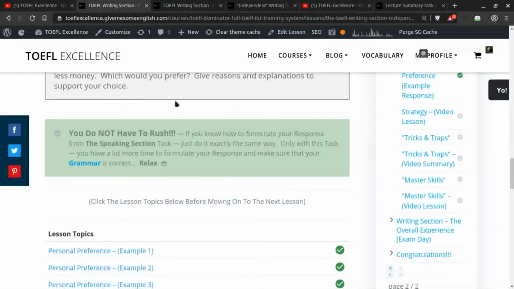But the last thing I want to mention about this is that you do not have to rush. Take your time. You have 30 minutes. That's more than enough time to do this. So take your time. Make sure that you're saying exactly what you want to say, using perfect sentence structure, and making sure that your answers are more full and more fully expressed than they would be in the speaking section. And that's it.